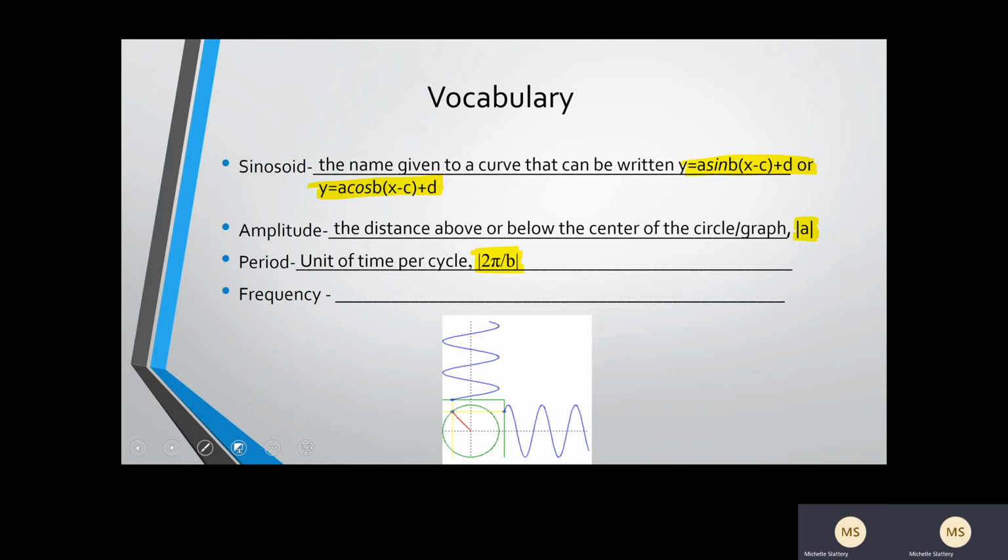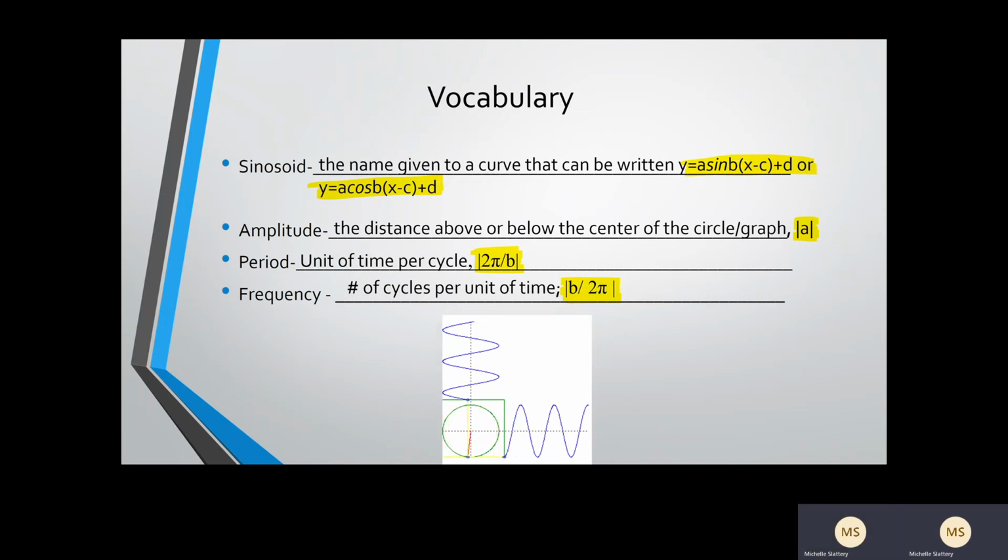Okay. And last, we have the frequency. The frequency is the reciprocal of the period. So we can see that the formula is b divided by 2 pi. And instead of the period being unit of time per one cycle, we're looking at number of cycles per one unit of time.